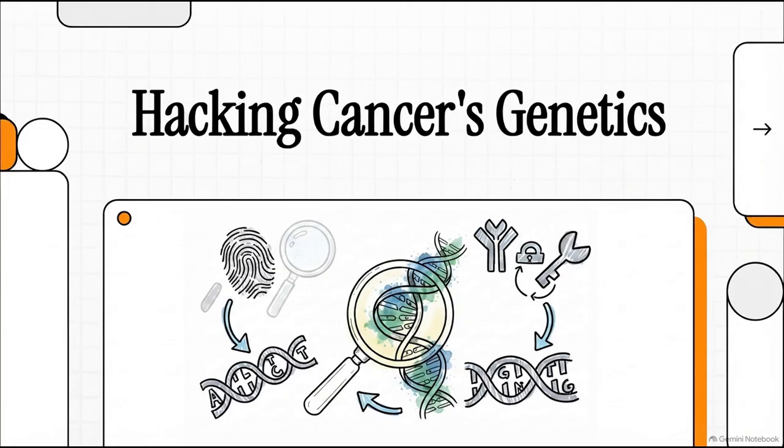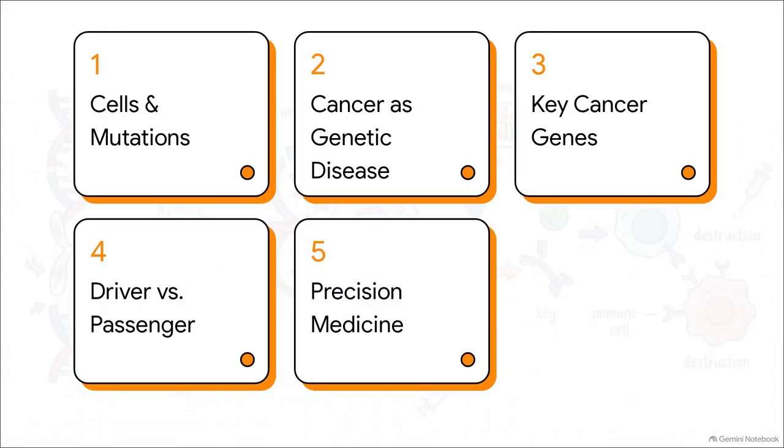So, let's jump right in. Here's our roadmap for the explainer. First, we'll cover cells, division, and mutations. Second, cancer as a genetic disease. Third, proto-oncogenes and tumor suppressors. Fourth, driver versus passenger mutations. And finally, number 5, the promise of precision medicine.